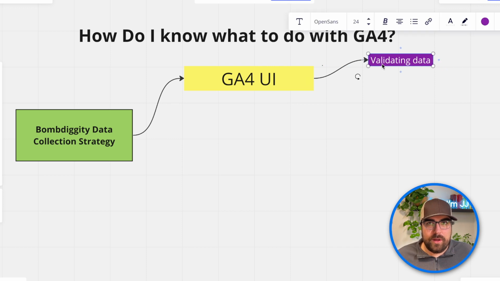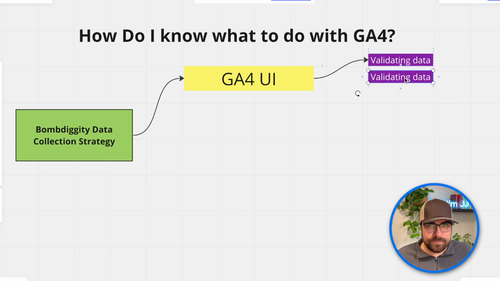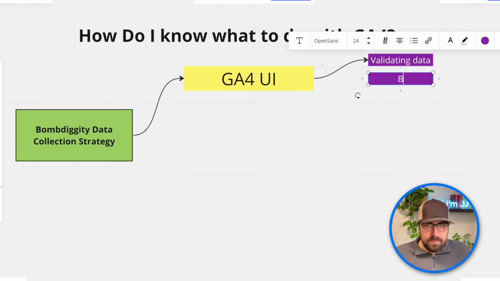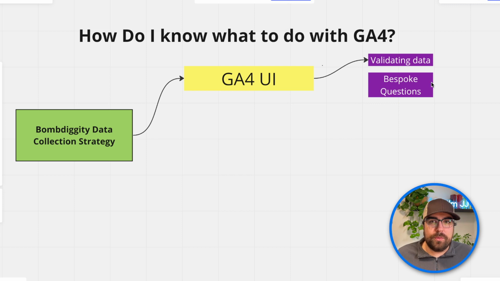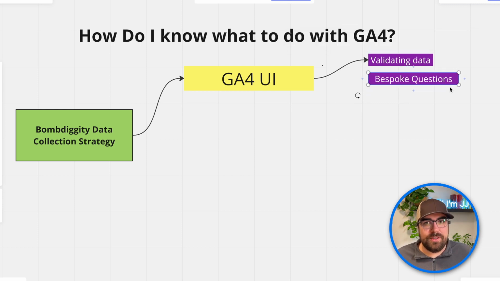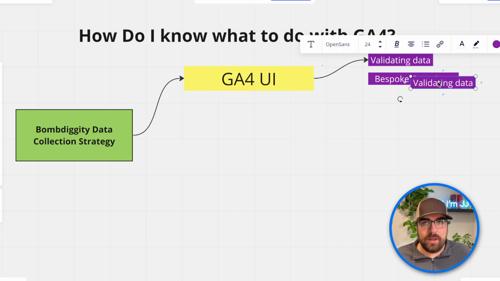We might also have, for example, bespoke questions. This is where you want to use your Explore reports because you have a very specific funnel you want to look at. You have something very specific that you're trying to do.